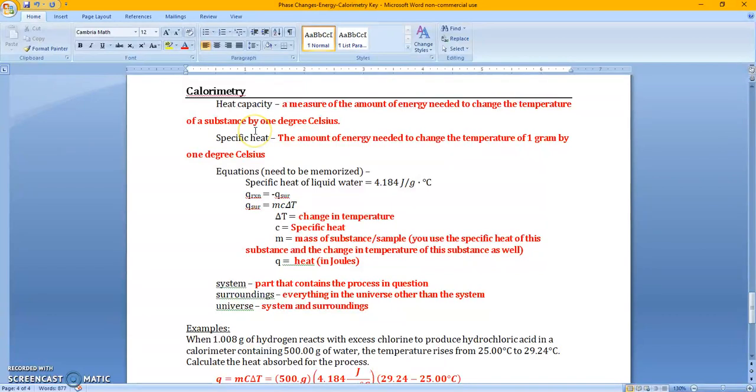So when we talk about heat capacity, that's the amount of energy it takes to heat something up. Specific heat is specifically how much energy it takes to heat 1 gram of a substance by 1 degree. So if we look down here, our equation whenever we're trying to do heat is Q equals mcΔT, where Q stands for heat in joules, m is the mass of your substance, c is the specific heat of the same substance, and ΔT is the change in temperature of that same substance. Specific heat of liquid water, we're going to use that a lot, so I suggest memorizing it: 4.184 joules.